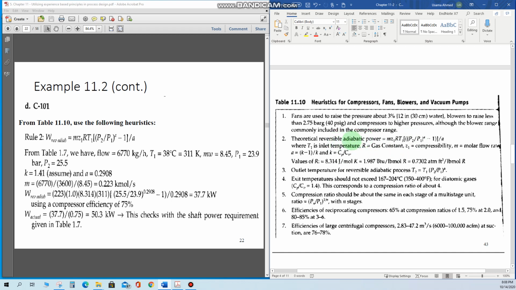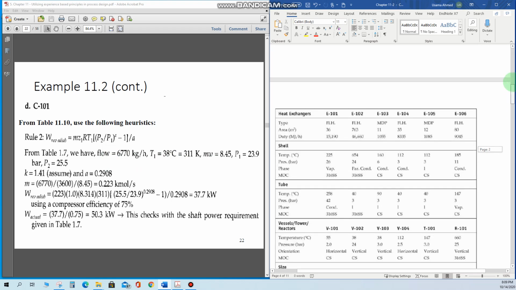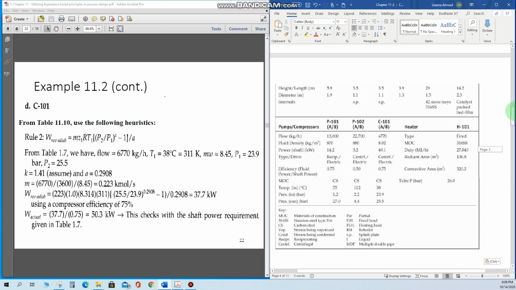Now, the second thing that we can consider from table 1.7 is the flow rate, 6770 kg per hour. So we can go back to table 1.7 here. In this table we can go to this C101. The flow rate that is given here is 6770 kg per hour.